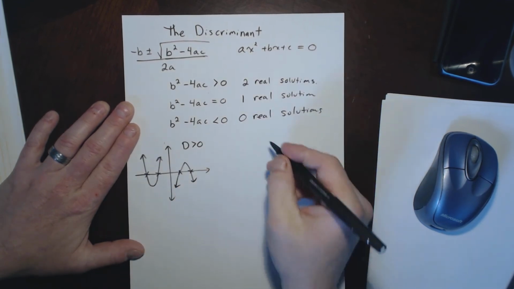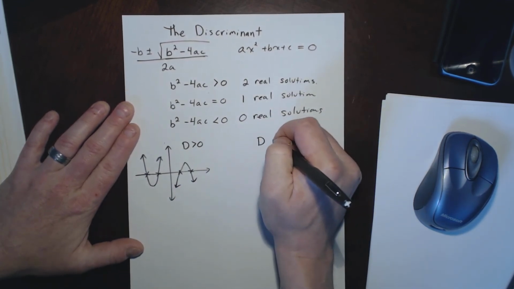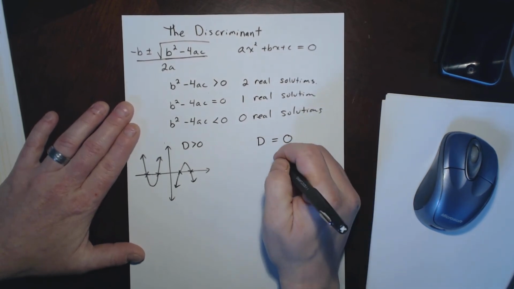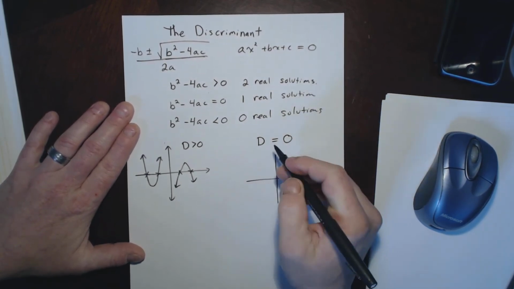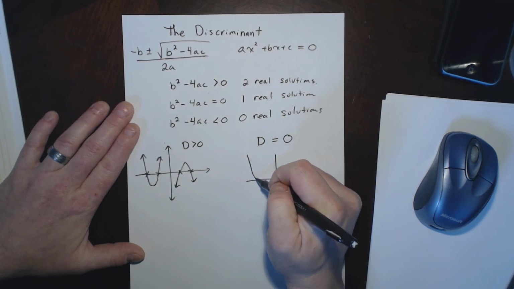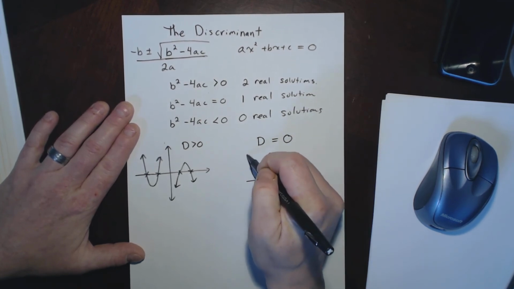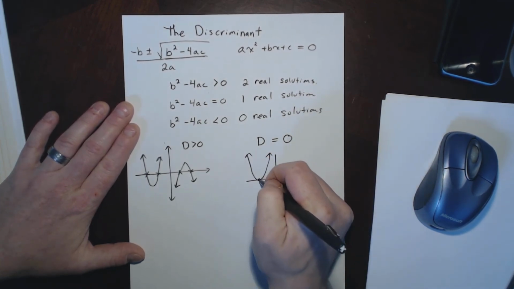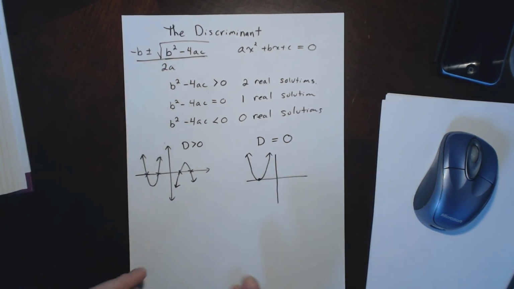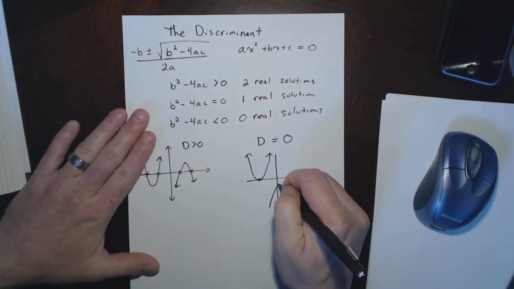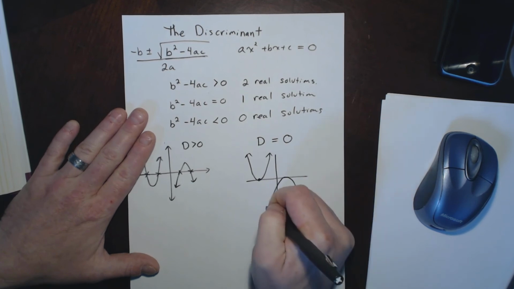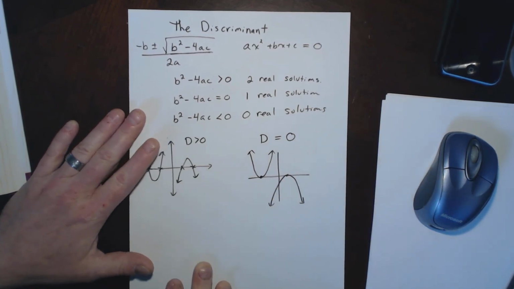two different locations. When your discriminant is equal to 0, that means that your parabola has a vertex exactly at the x-axis. So it's going to intersect at that point, and that's going to be the vertex of our parabola. And it could be that way, or it could be this way as well.